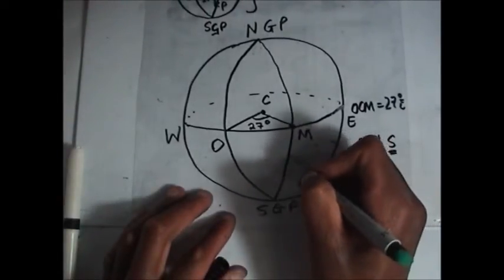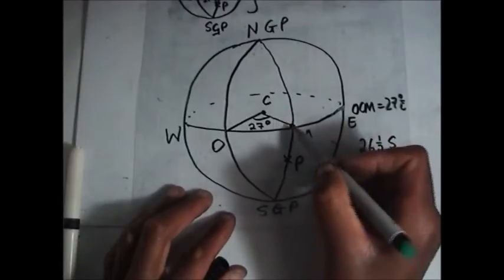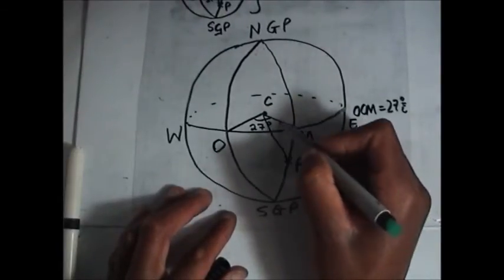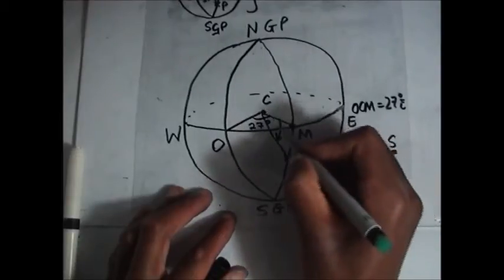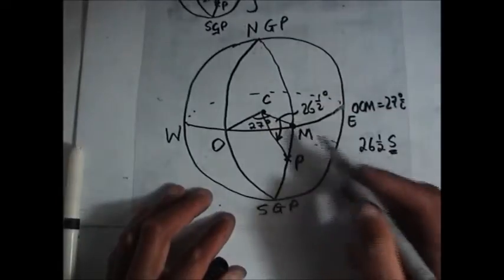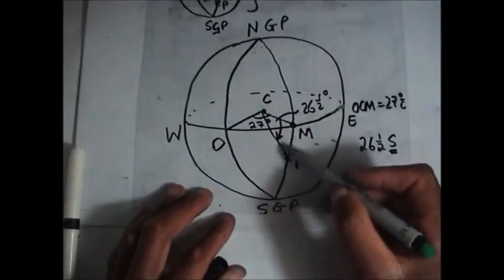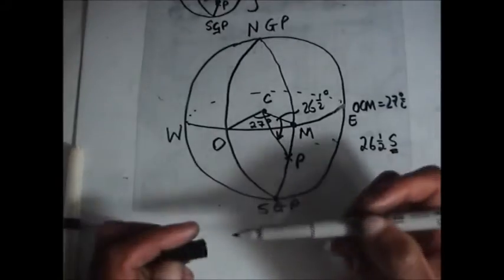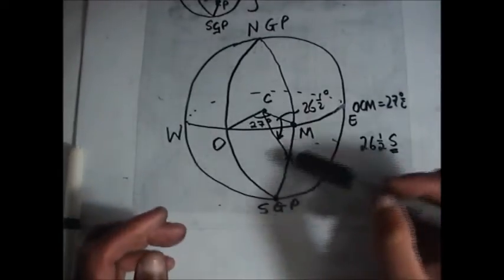But where it's lying, I can put it here to make sure that my angle MC to P, when I dip down, this angle here will be 26.5 degrees. And it's south because it's towards the southern geographical pole. So that is how you can draw your diagram.